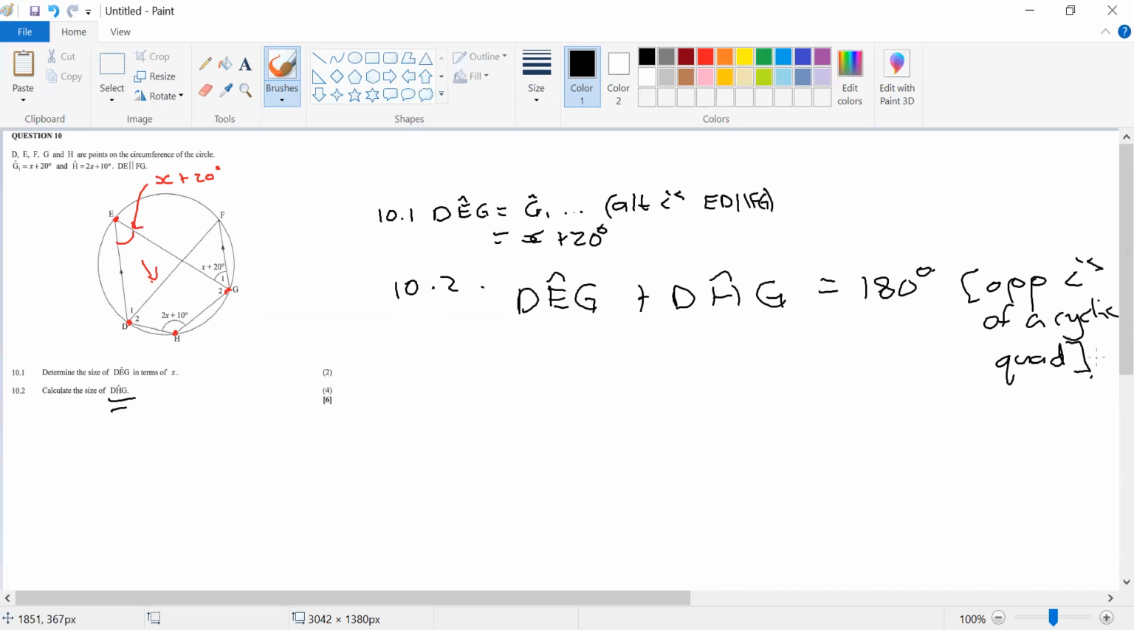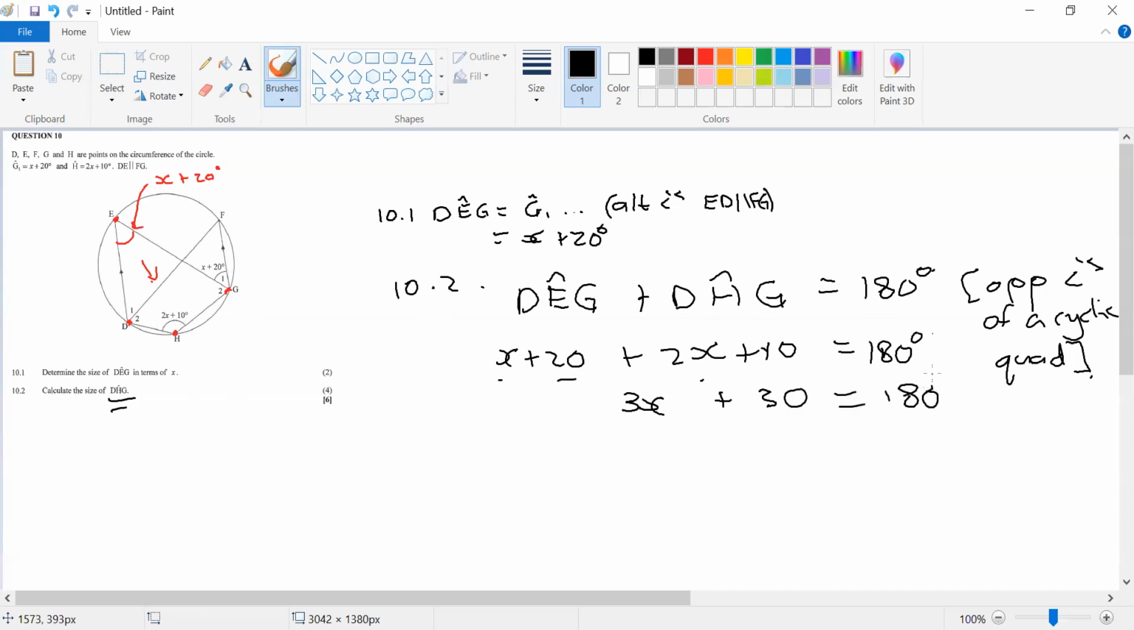And now from here, I'm going to just substitute what I have for these angles, even if it's in terms of X, and we're going to notice something. So angle DEG is equal to X plus 20, plus angle DHG, which is given as 2X plus 10, is equal to 180 degrees. And now if you notice, we just have an unknown for X, and we can simply solve that because we're just going to group our X's. So X plus 2X is going to equal 3X. 20 plus 10 is going to equal 30 degrees. And my right-hand side remains unchanged.